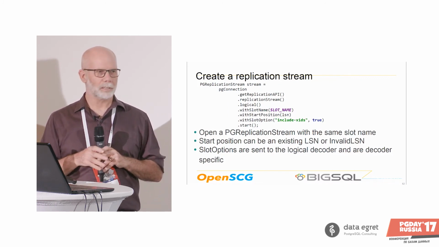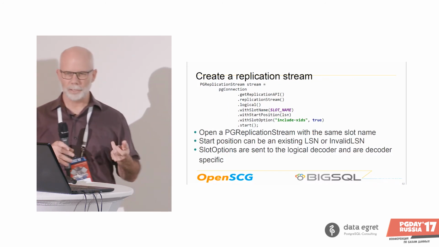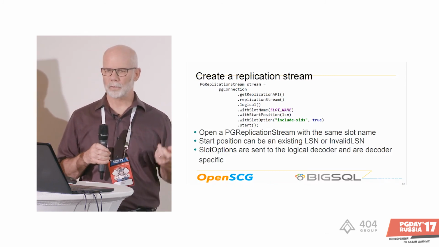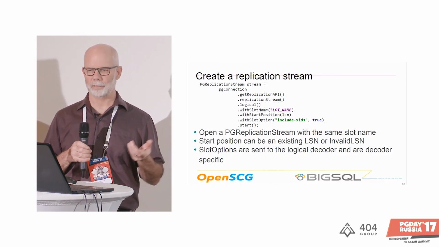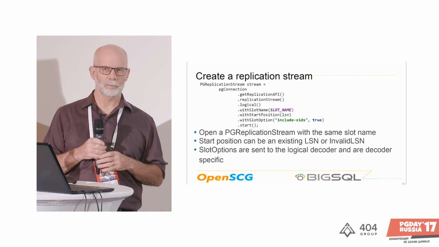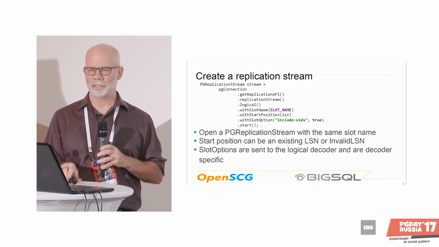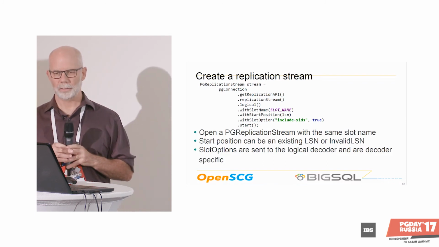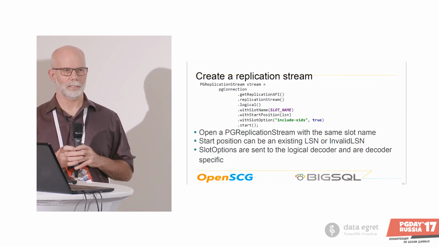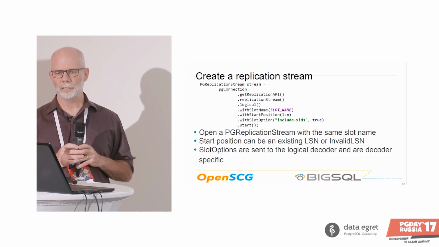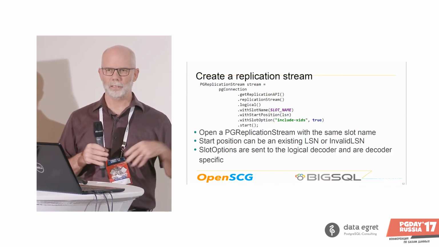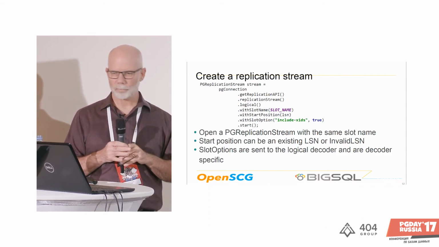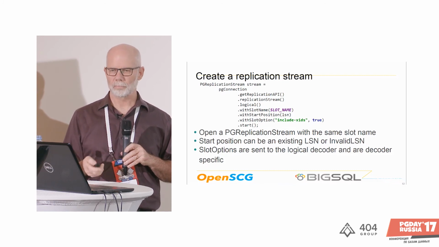The next step in this is to create a stream that you can read the changes from. You use the PG connection that we created that can read replication. You get the replication API. You get a replication stream. You say that you want a logical one. You say the slot name that you mentioned earlier. And then start position is where you want to start reading from, and it starts.